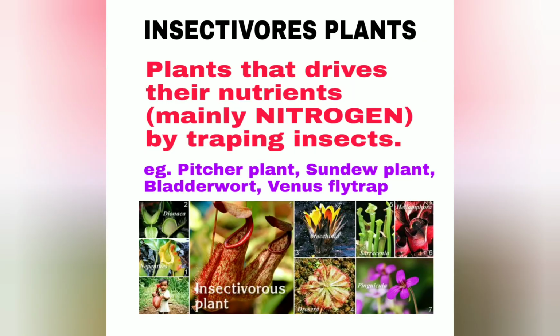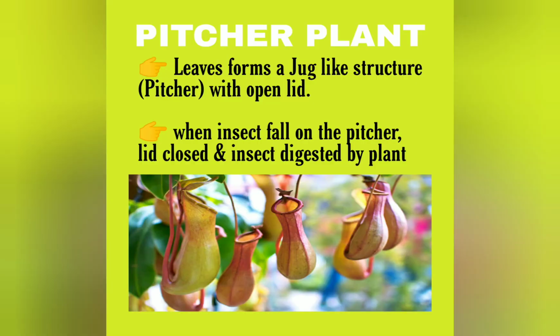Can you imagine a plant trapping insects and eating them? That is what is done by insectivorous plants. Insectivorous plants, as the name suggests, eat insects and derive their nutrition from them. Insects are a good source of nitrogen for plants. Let's have a look at some insectivorous plants.